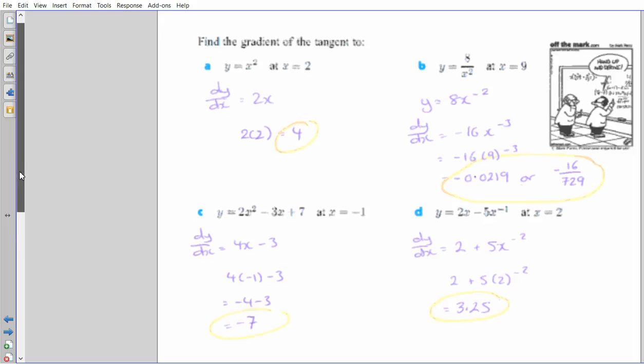Find the gradient of the tangent to y equals x squared at x equals 2. Just practicing, this isn't the flattening one, but it's still good just to practice a regular one. So find the gradient of the tangent means find the gradient function and then plug in x equals 2, whatever the x value is they give you.